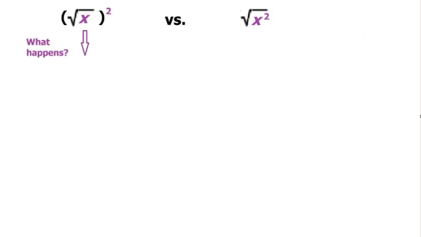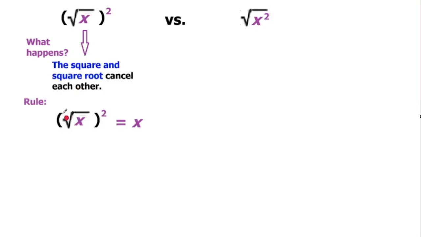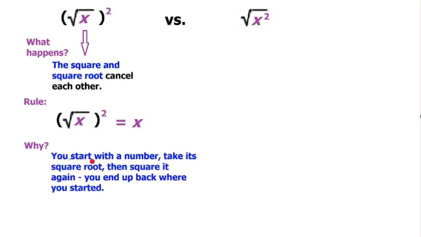What happens here? So the square and the square root cancel each other out. So the rule is when you have a situation like this, you first do the square root and then you square it, you end up with the answer that you started off with, which is the x, under the square root sign. So why does that happen? You start with a number, take its square root, then square it again, you end up back where you started. So for example, if we have 31, we take its square root and then square it, we're just going to get 31 again, okay?